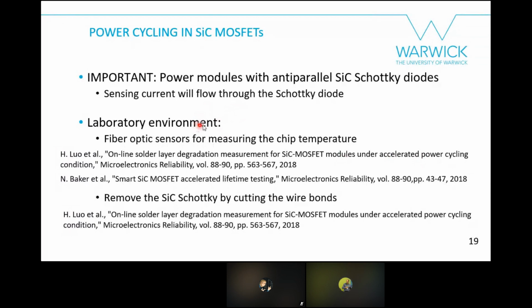Remember that in power cycling laboratory tests, the key is the temperature. And they have also done some modifications, like removing the silicon carbide Schottky, just cutting the wire bonds. If you want to evaluate the packaging of the MOSFET, you don't care about the Schottky. So if you have access to the packaging, just remove the silicon carbide Schottky from the current path and you are good to go. So these are some tricks that you have to be careful with when you're doing power cycling on silicon carbide MOSFETs, which is not like a diode or an IGBT.